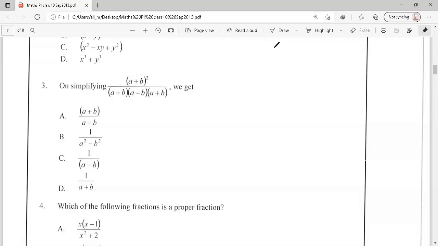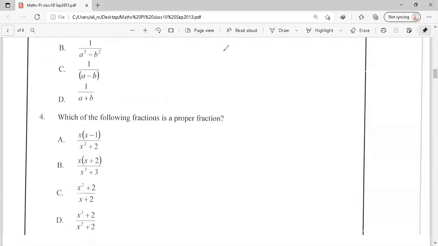Then we have our question number 3. So we have to simplify this expression: a plus b whole square over a plus b, a minus b, and a plus b. So this a plus b and a plus b will be cancelled out. So numerator will be equal to 1 and denominator will be a minus b. So the correct answer would be option C of this question number 3.